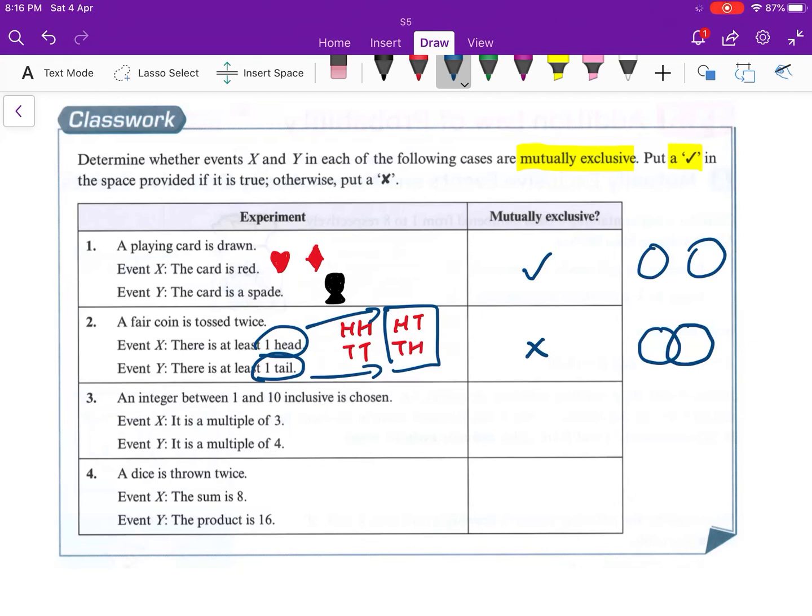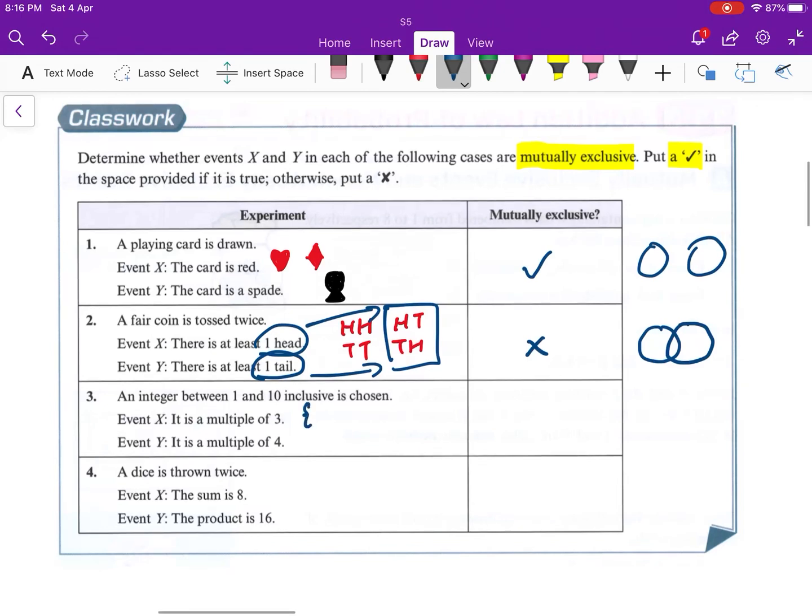So now look at question 3. An integer between 1 and 10 inclusive is chosen. So that means from 1 to 10, you can choose any one of the numbers. Now event X is a multiple of 3. So please list out all the multiples of 3, okay? First of all, 3, 6, 9, right? From 1 to 10.